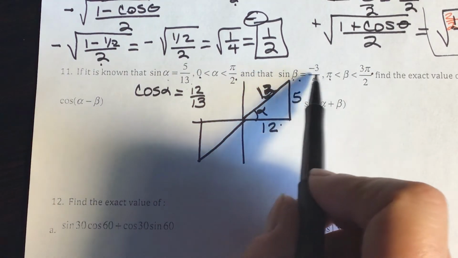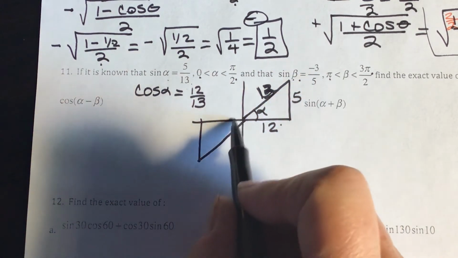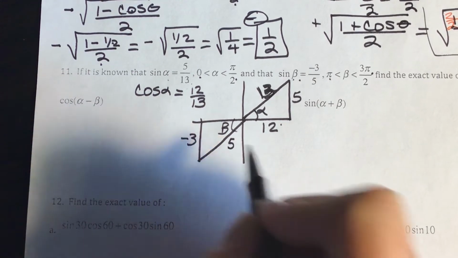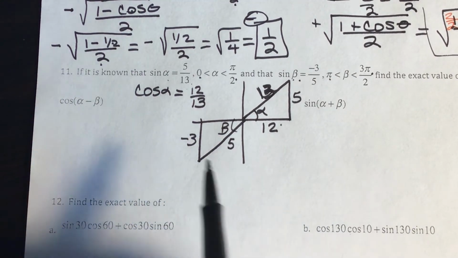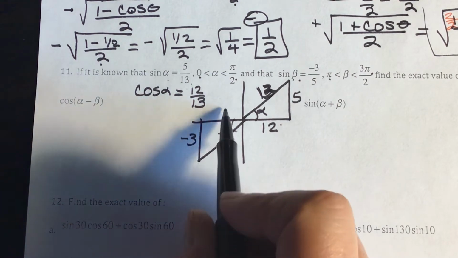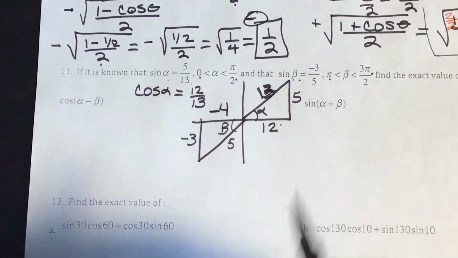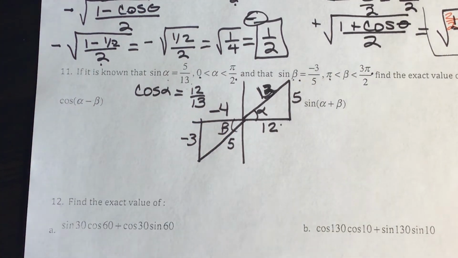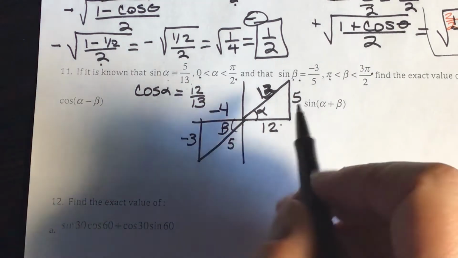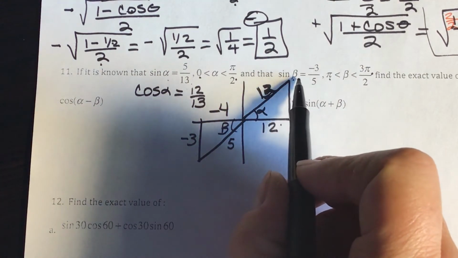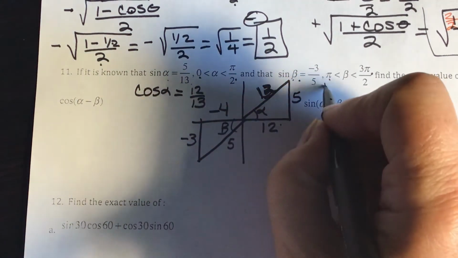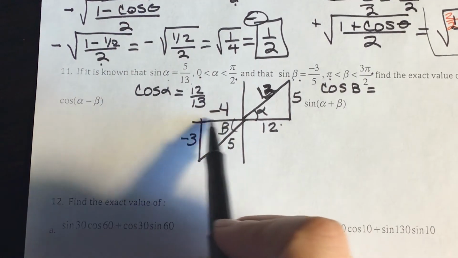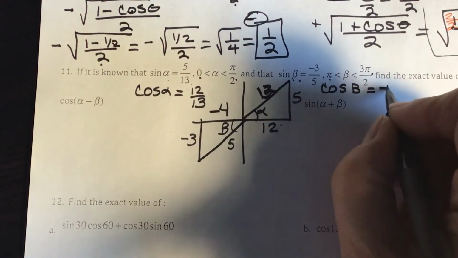So this says sine is negative 3 over 5. So if this is my angle B, this is negative 3, my hypotenuse is 5, and this would be a 3, 4, 5, and this is also negative 4 here, and my hypotenuse is positive 5. All right, so I have sine of B is negative 3/5, and cosine of B is adjacent over hypotenuse, negative 4 over 5.